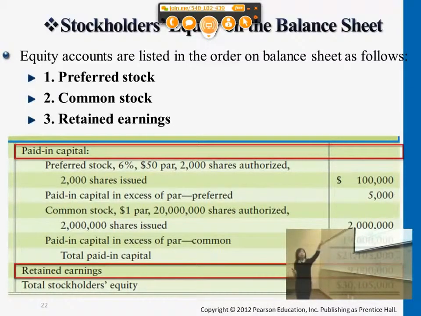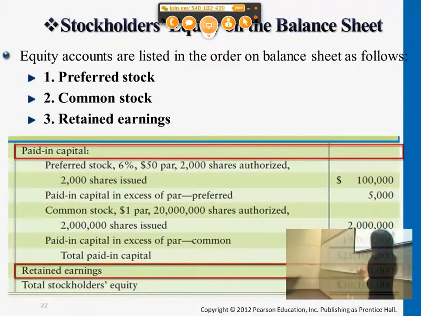Okay, so if we start from preferred stock, that's 6% there. Later we'll talk about this. That's the dividend percentage. Okay, 6% here is not an interest rate. It's a dividend percentage here. $50 is the face value of the stock. 2,000 shares is the total number of shares that they could issue overall. 2,000 is the maximum number of shares. And they actually issued 2,000 shares. They already reached the maximum for preferred stock.